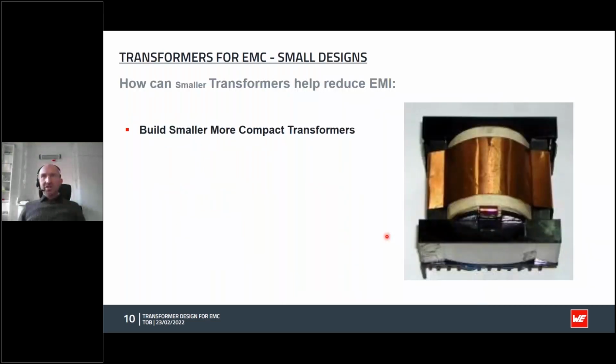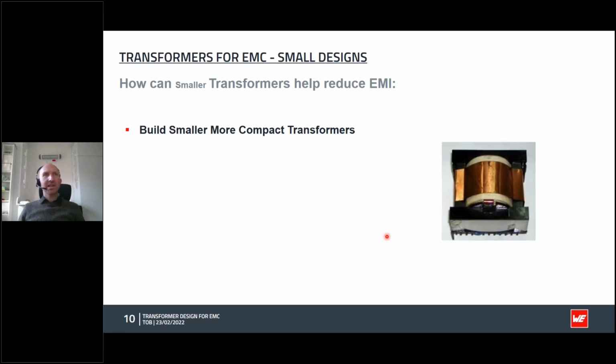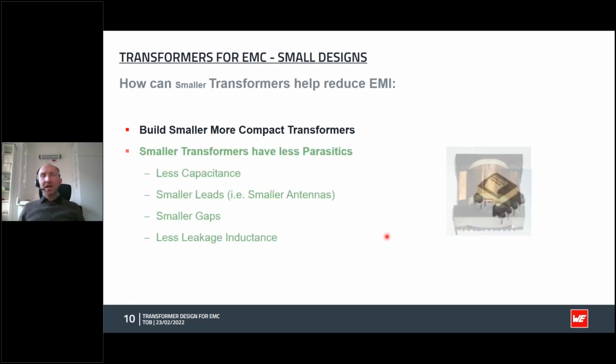Another thing to bear in mind, and maybe a general principle, is to make our transformers basically as small as we can. Why is small better? Well, the smaller we go, the less capacitance we have. We have smaller plate capacitances between the layers of windings because we have smaller area on the core.